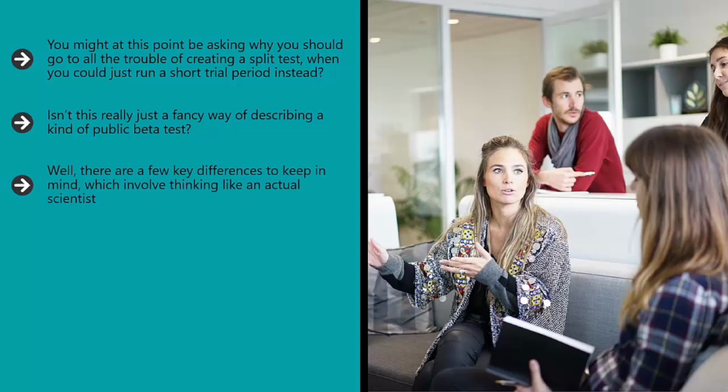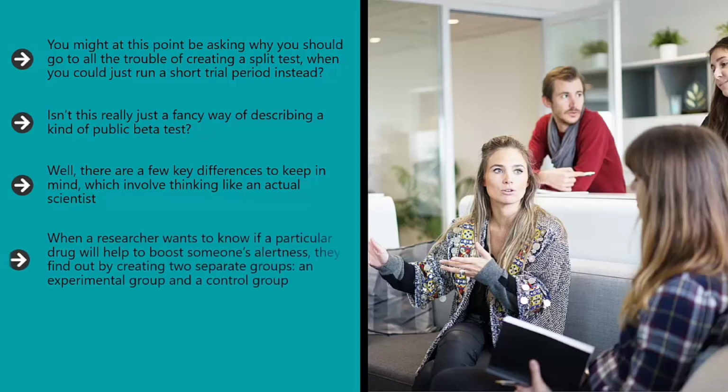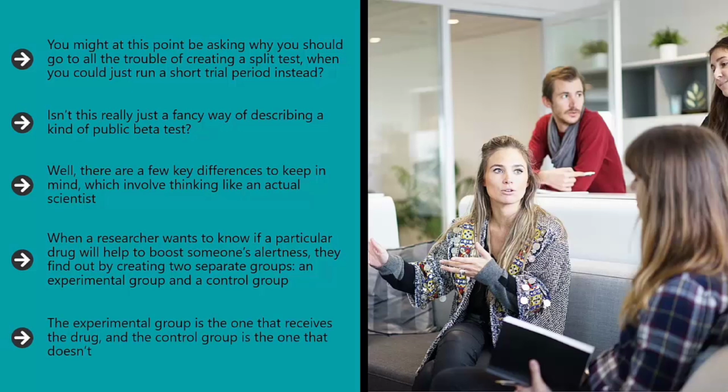Well, there are a few key differences to keep in mind, which involve thinking like an actual scientist, because that's what this is emulating. FYI, this is precisely the same technique used in research. When a researcher wants to know if a particular drug will help to boost someone's alertness, they find out by creating 2 separate groups, an experimental group and a control group. The experimental group is the one that receives the drug, and the control group is the one that doesn't.